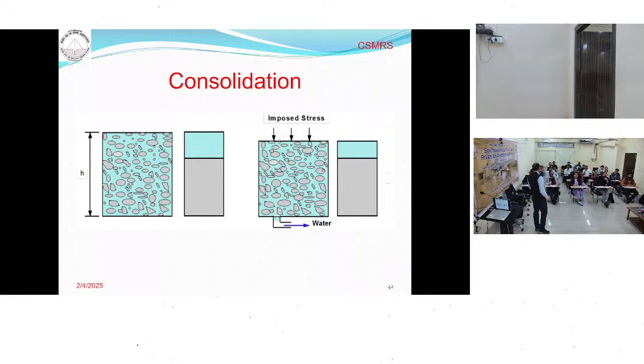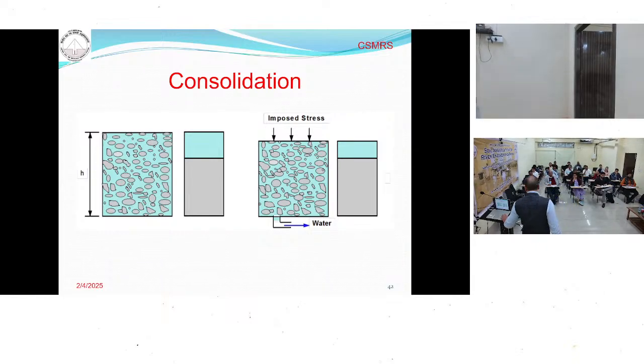So what will happen? The water is there, so all the load is taken by the soil particles and the water. Due to the water pressure, excess pore pressure will develop in the water and it will start to come out. So the volume is decreasing and the soil particles are coming closer. This is the settlement in the case of consolidation.